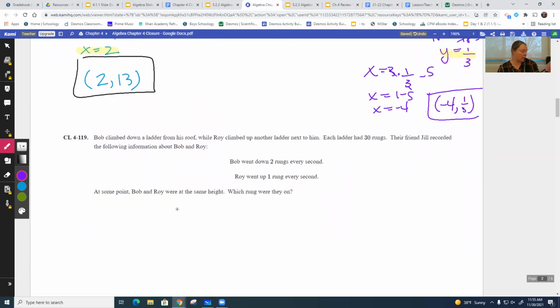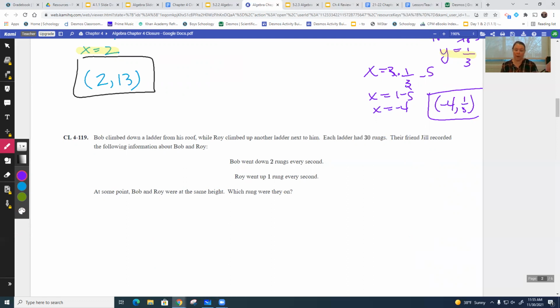All right, so now for number 4-119. Bob climbed down a ladder from his roof while Roy climbed up another ladder next to him. Each ladder had 30 rungs. Their friend Jill recorded the following information. Bob went down 2 rungs every second. Roy went up 2 rungs every second.